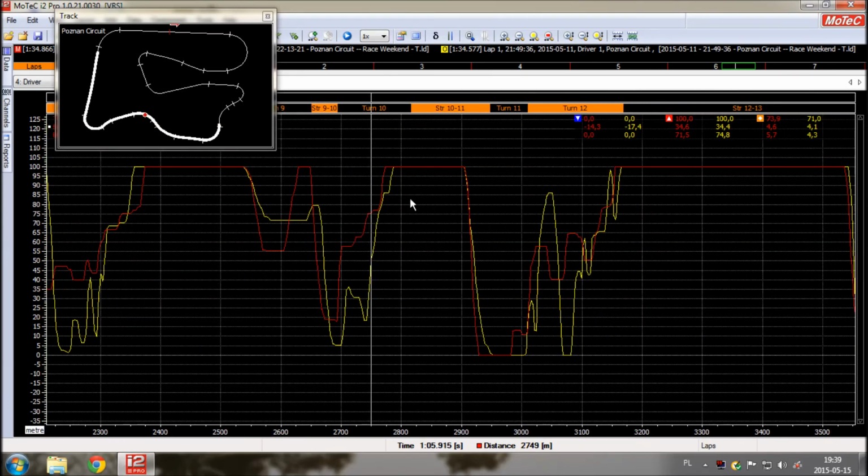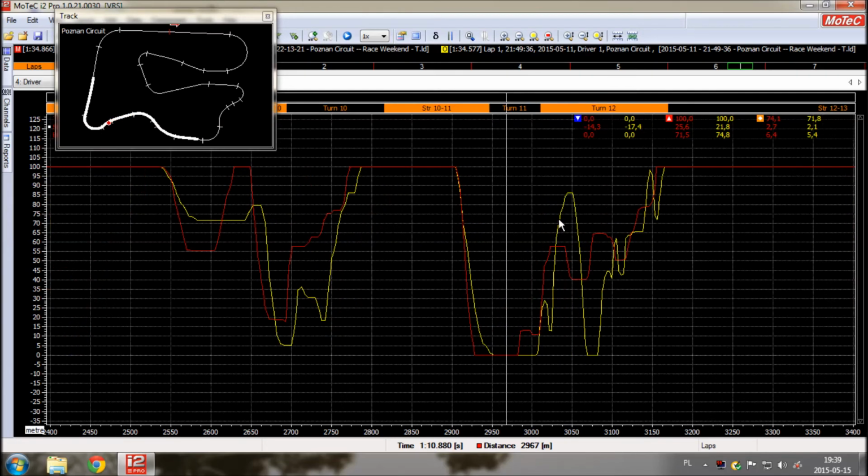Okay, and now we are approaching a very slow but very technical chicane. So we are here, and what can we see? Yeah, actually, throttle work in this section isn't good, because we have one dip, two dips, and so the throttle application, actually a very small dip here as well, so very bad throttle work. But still, in my opinion, comparing to the yellow graphic, it's much better.